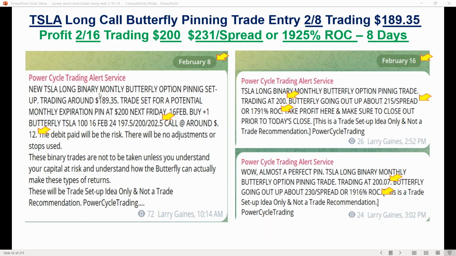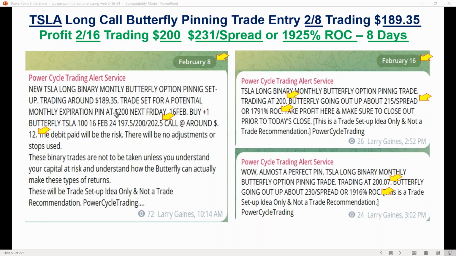It's what I call a binary monthly butterfly option pinning trade setup. So what the alert is putting together are alerts that are really, really cheap. They're kind of lower probability trades to hit, but they're really super low risk but high reward. So you can see here's what made this trade so dynamic.